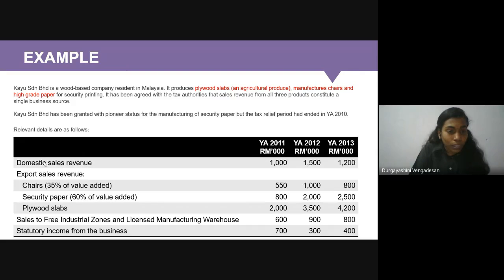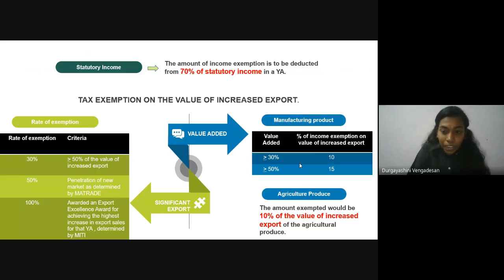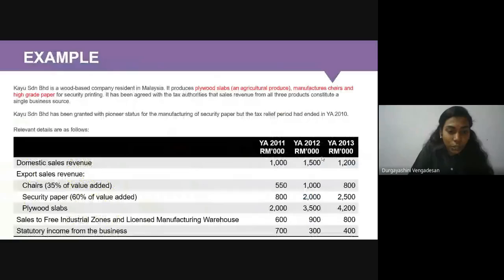So these are the relevant details as follows. For the sales revenue in the year 2011, 1 million, in 2012, 1.5 million, and in 2013, 1.2 million. For export sales revenue, the chairs, we are given 35% of value added. As I told before, if the value added is more than 30%, the income exemption on the value of increased export would be 10%. So the income exemption would be 10% for the chairs. Next is security paper. We are given 60% of value added.